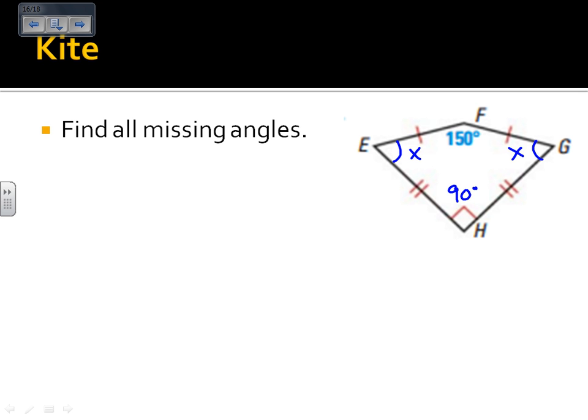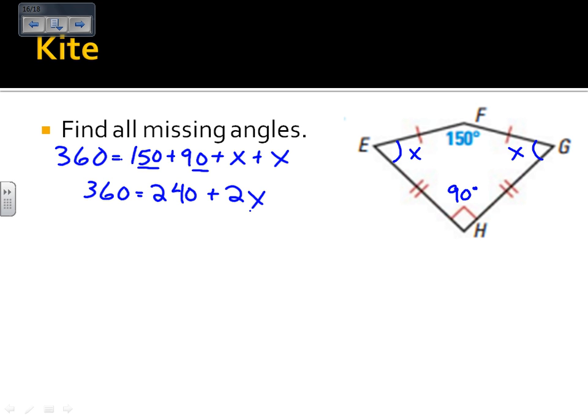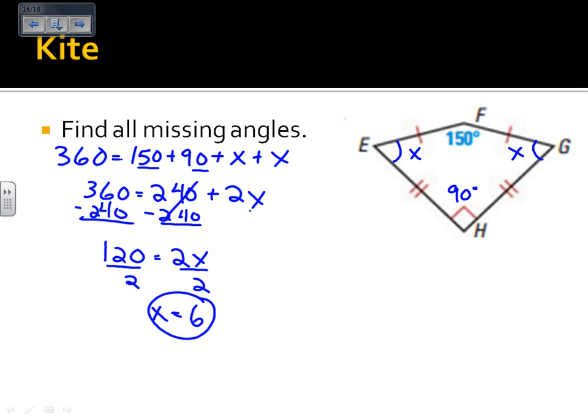So we just say that 360 is equal to 150 plus 90 plus x plus x. You can say 2x, not x squared, though. X squared is x times x. So 360 equals, what's 150 plus 90? 240 plus 2x. We subtract 240 from both sides. We get 120 equals 2x. Last step is to divide by 2. Then we get x equals, whoops, 60. Sorry. And since x is an angle, it should really be 60 degrees.